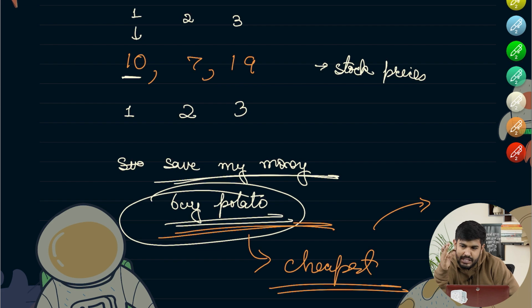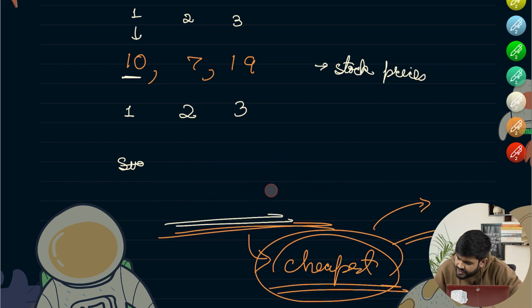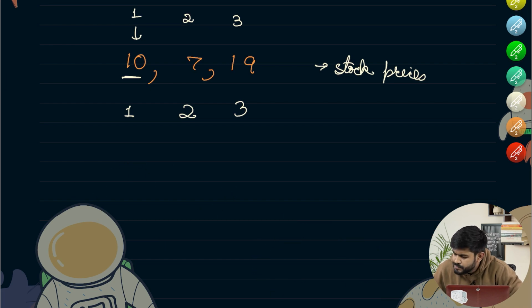So the ideology is very easy, like to find the intuition, it is very easy. Just relate it with a real life example and you would get the idea that I should buy the cheapest one. This is the intuition. Now let's move forward to how we really try to solve this.